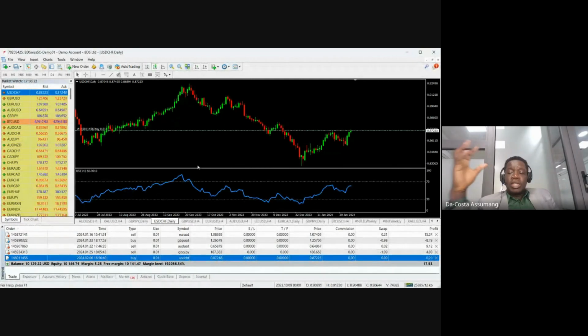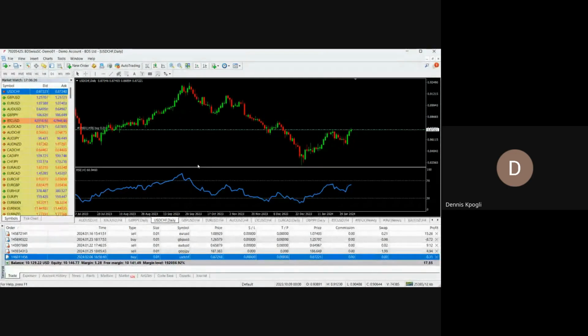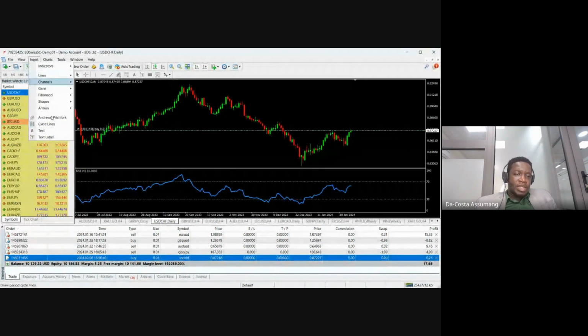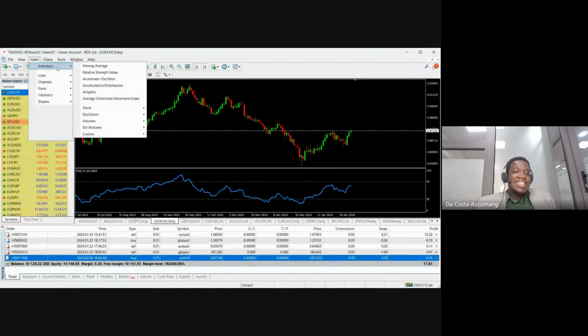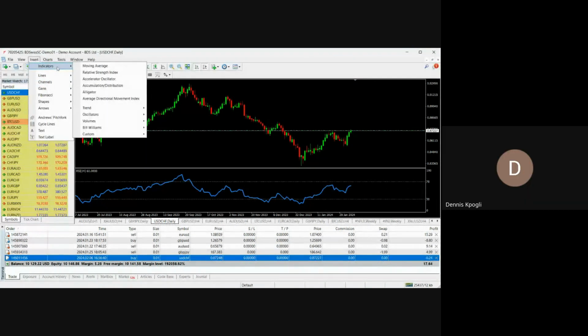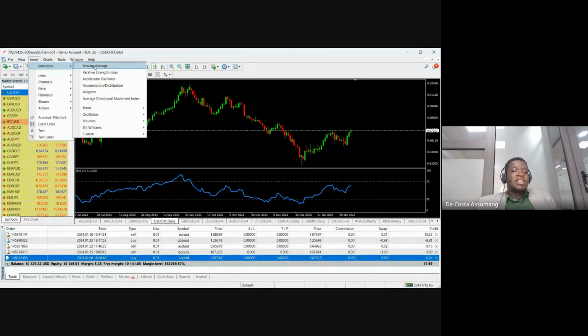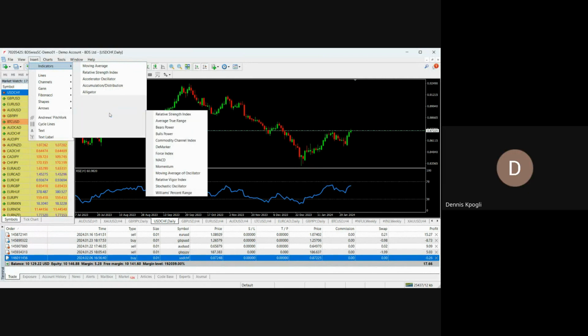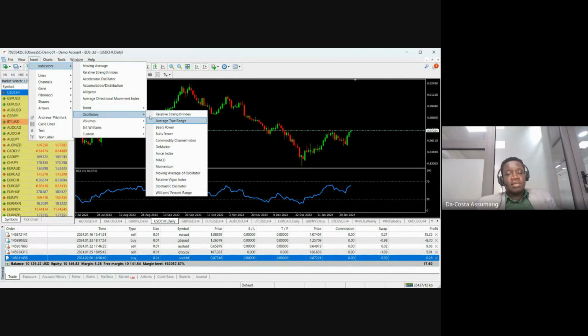Like I'm saying, when I selected it, it showed me a dialog box. Are you using a phone or PC? Computer. PC. Yeah, so you come to insert, then the dialog box will come. Then you come to indicators. Then you see trend. Then you see oscillators. Then the drop down will come. Then you see relative strength index in the list of indicators we have there.